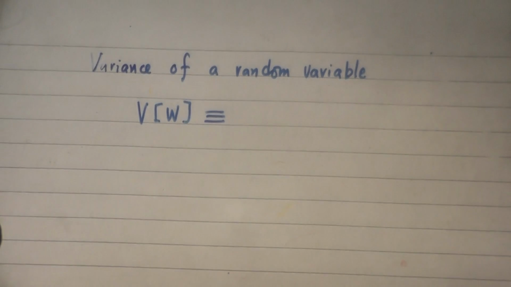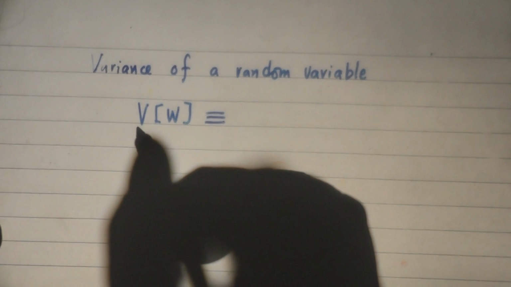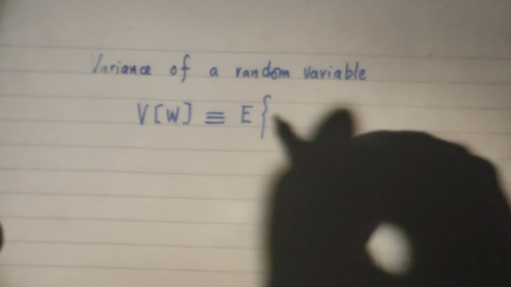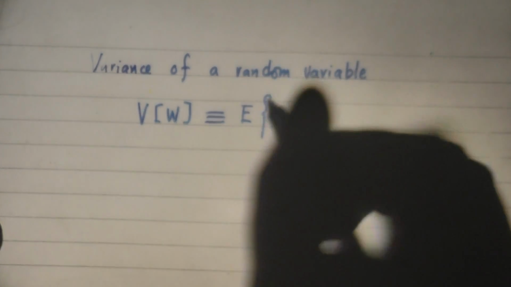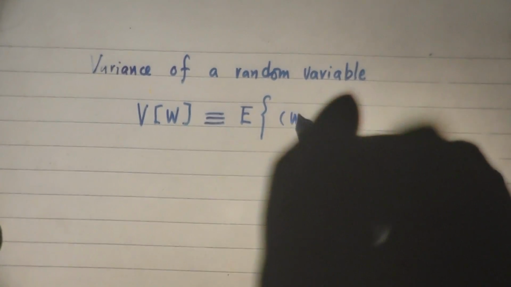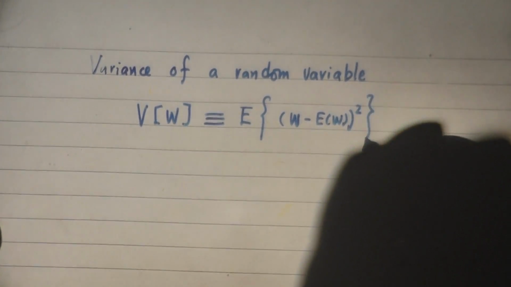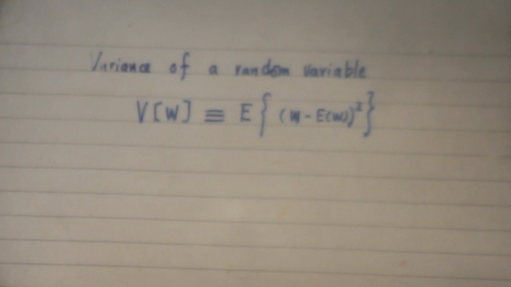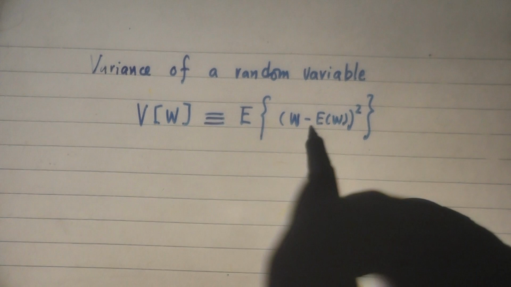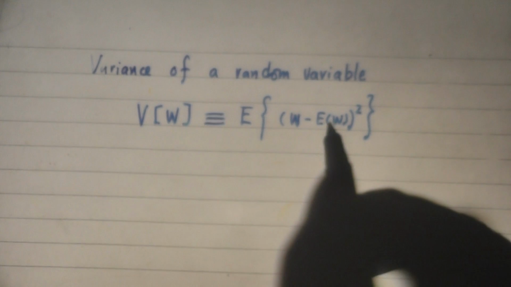By definition, if I put three short lines, that means definition. How we define variance of W is defined by expected value. Variance of W is defined to be expected value of W minus EW, and you square the term, okay? This is a definition. So if we look at term by term, what is W minus EW? EW is the center of the W distribution.